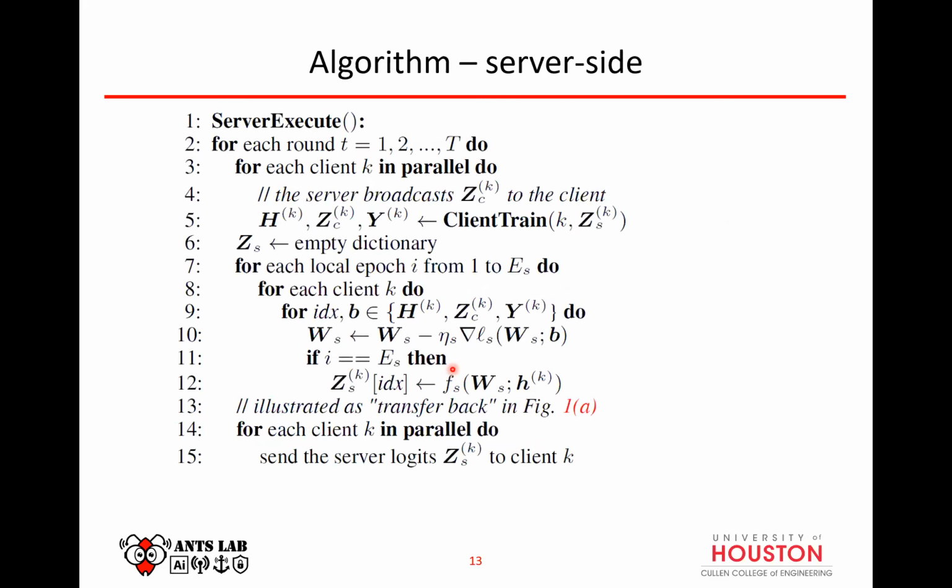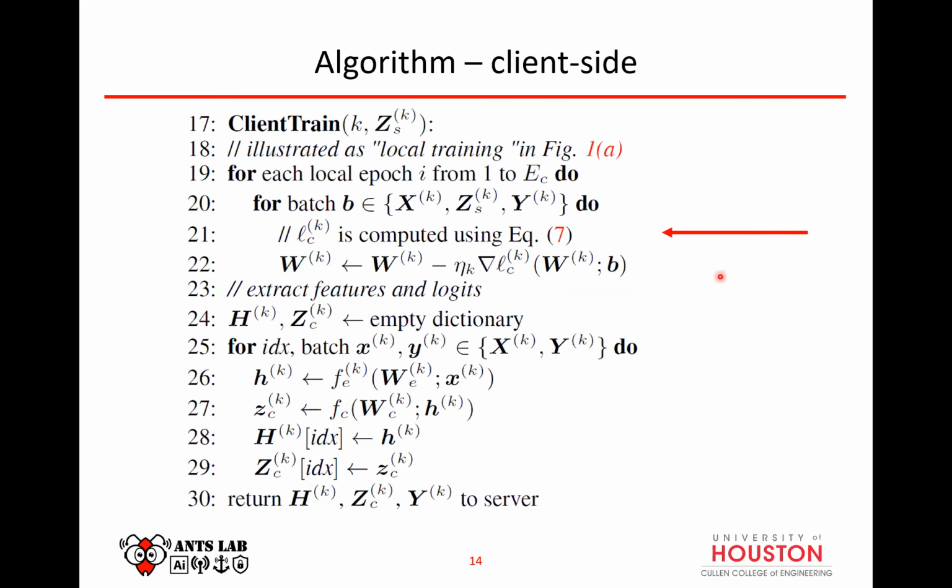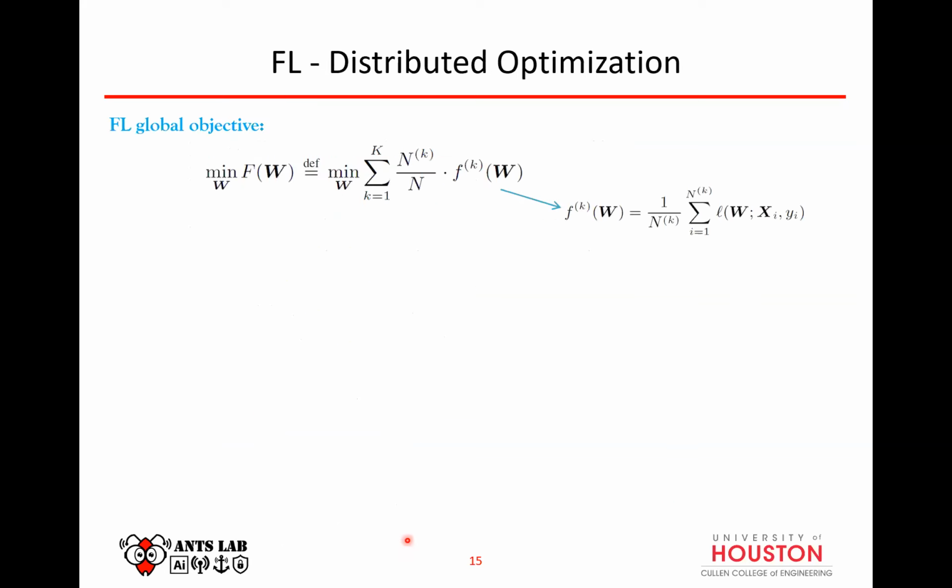And showing the same in the algorithm, I'll just highlight a couple of important steps. The first step is that the server broadcasts the logits to the client, and it also does its own training. On the client side, the client obtains the logits sent by the server and uses them to compute the loss. I'll give you the loss formula in the next slide, so maybe it will be easier to follow. Then it computes the hidden vector, the logits, and the labels, and sends them to the server.